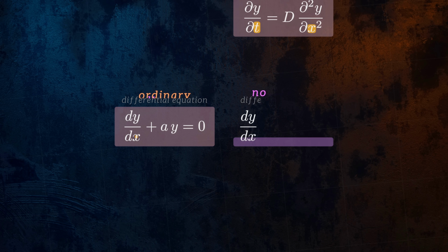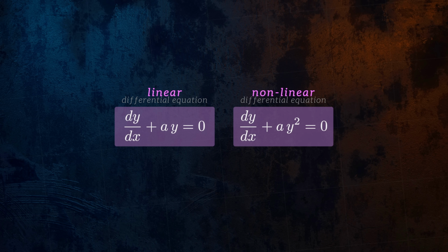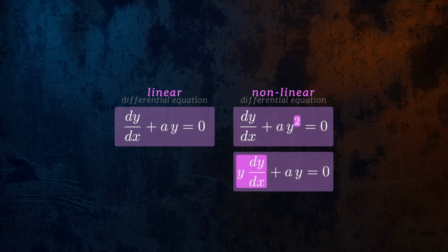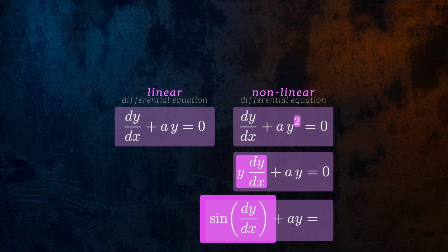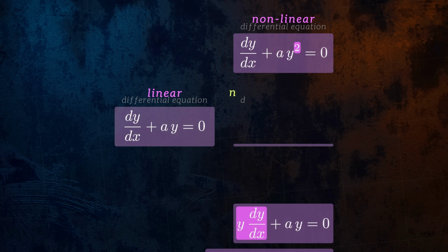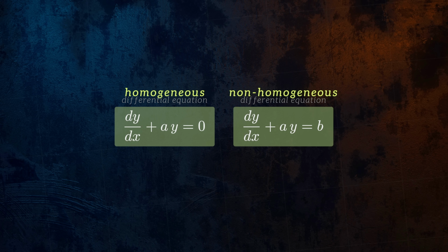An equation is nonlinear if the dependent variable or its derivatives are raised to a power, multiplied by each other, or appear inside nonlinear functions, like sine or exponential functions. It's non-homogeneous if there's a term that doesn't include the variable or its derivatives, meaning the whole equation would be non-zero if the dependent variable was set to 0.